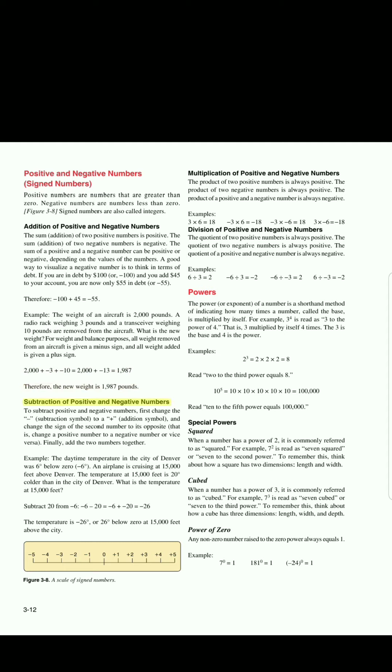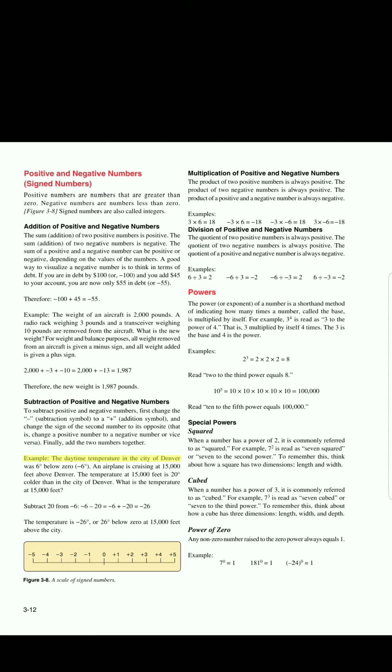Subtraction of positive and negative numbers. To subtract positive and negative numbers, first change the dash subtraction symbol to a plus addition symbol, and change the sign of the second number to its opposite. That is, change a positive number to a negative number or vice versa. Finally, add the two numbers together.